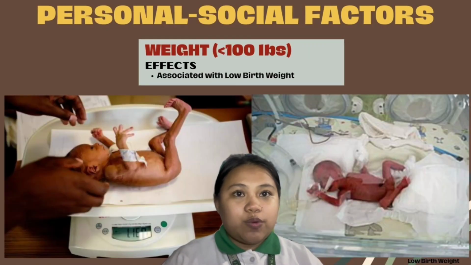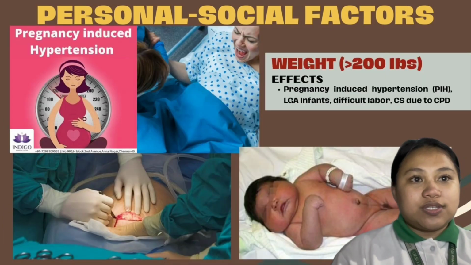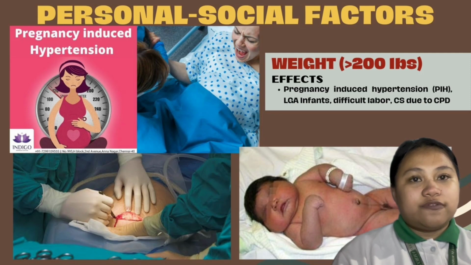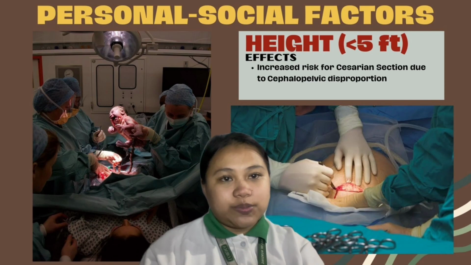Personal social factors. First is weight. Pregnant women weighing less than 100 pounds may be at risk of giving birth to infants with low birth weight. Excessive weight, particularly over 200 pounds, is associated with pregnancy-induced hypertension and can contribute to large for gestational age infants. Additionally, excessive weight can make labor challenging due to cephalopelvic disproportion, which leads to cesarean section. Next, we have height. Height of less than 5 feet is associated with an increased risk of cesarean section due to cephalopelvic disproportion.